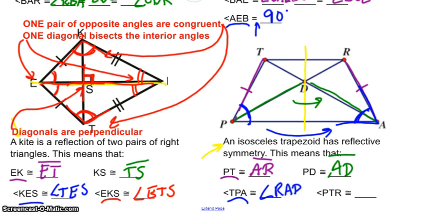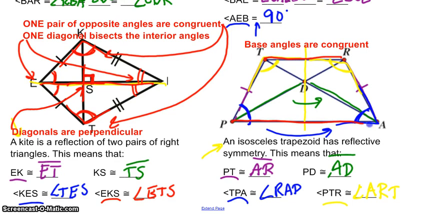And lastly, if I look at this angle up here, that's PTR, that'll be congruent to this angle here, which is ART. Now this tells me that in any isosceles trapezoid, the base angles will be congruent. We call this side right here and this side PA right here, TR and PA, the bases of that trapezoid, and so these two angles, here and here, those base angles, are congruent. Or this angle and this angle right here, okay, those are base angles, those are also congruent.